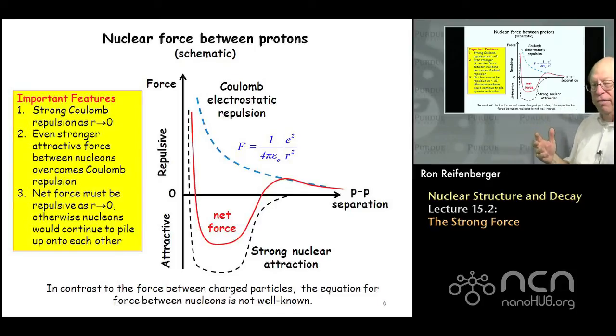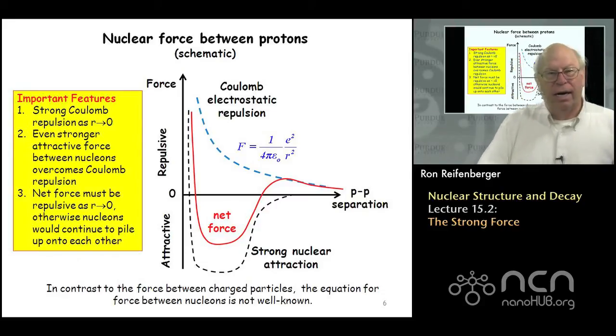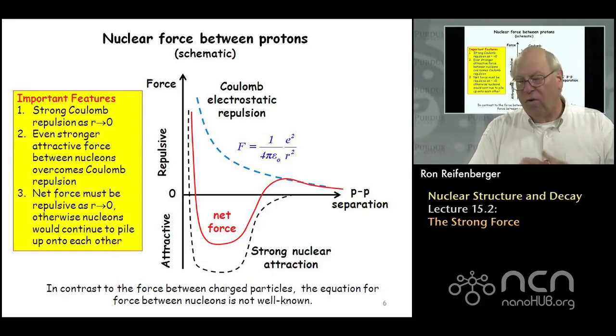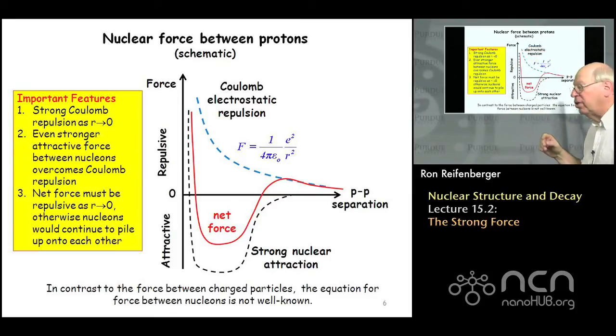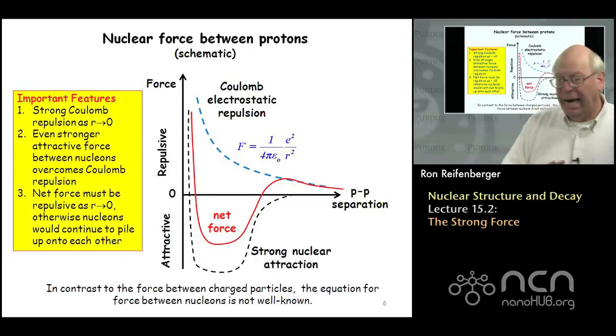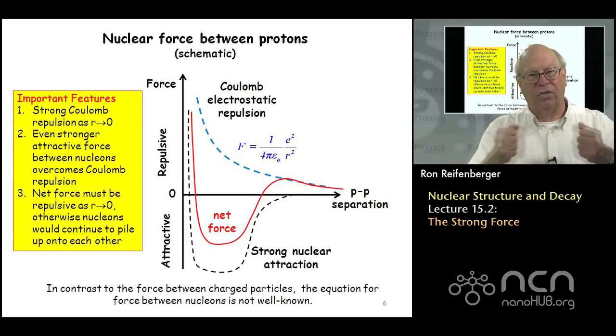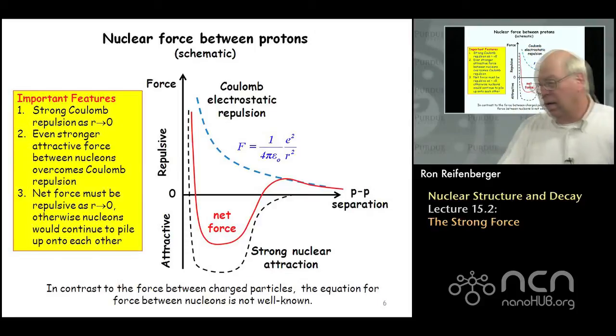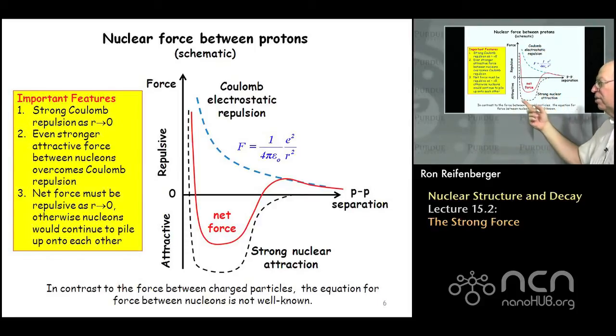There must be a very strong nuclear attraction exerted by this strong force, and that strong nuclear attraction is represented in this plot schematically by this dashed line. Now, to the best of my knowledge, in contrast to the electrostatic force between charged particles, the equation that governs this strong nuclear attractive force is not well known. For that reason, I just indicate it schematically as an attractive force that acts over a very small distance, on the order of femtometers.